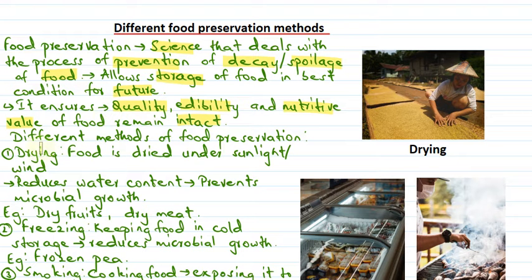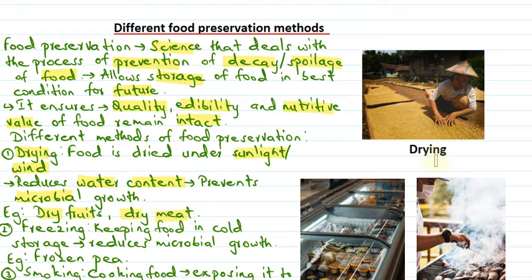There are different methods of food preservation. One is drying. The food is dried under sunlight or wind, and this is the oldest method of food preservation. By this method, water content of the food is reduced, and microbial growth is also prevented. For example, we dry food items like dry fruits, dry meat, etc.